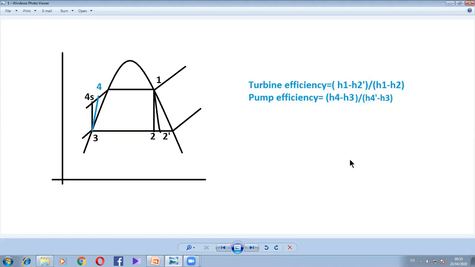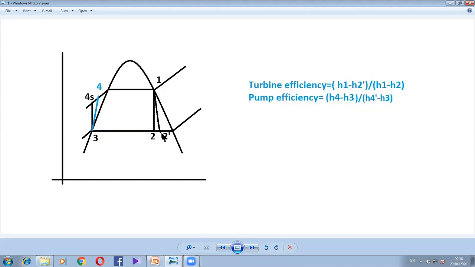The meaning of isentropic is there is no heat loss to the surrounding. That's what it shows, right? But in the actual case, there will be a certain amount of heat loss. Because of that, the process will deviate from the isentropic process. Instead of going from 1 to 2, it might go from 1 to 2 dash. So there is a deviation in the process. Here you can see S1 is not equal to S2 dash.